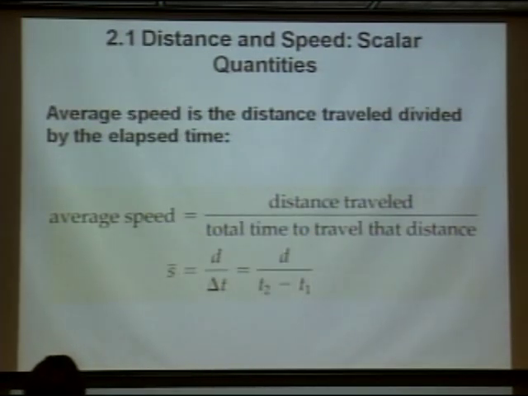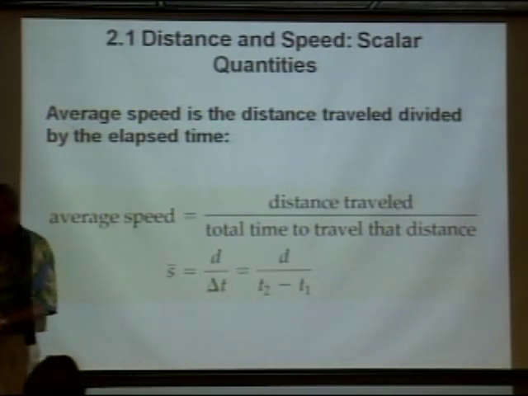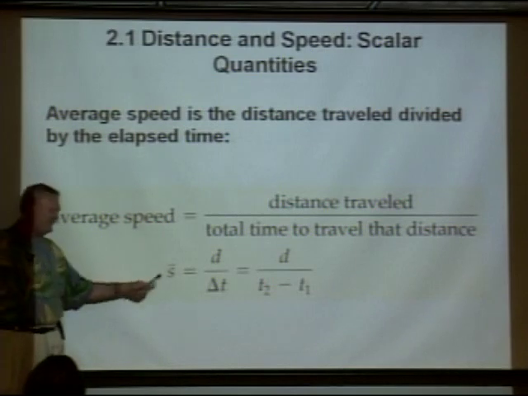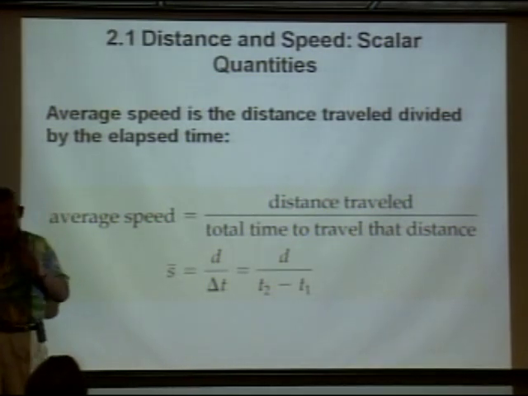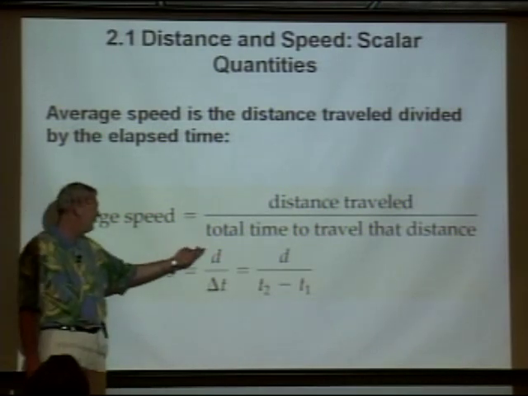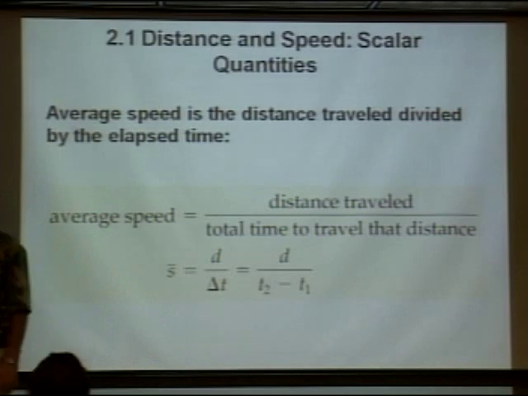All right, so here we go. Average speed. Notice they didn't put the V here, which I thought is very good. In fact, they put an S with a bar over it, which is okay, but sometimes we use S for an actual distance, especially when we're looking at arcs. But there it is: total distance traveled divided by total time traveled.